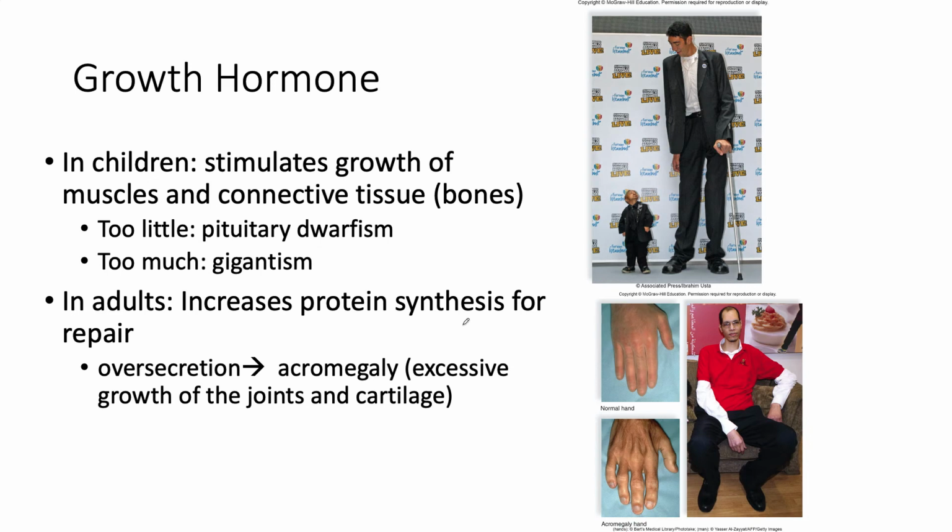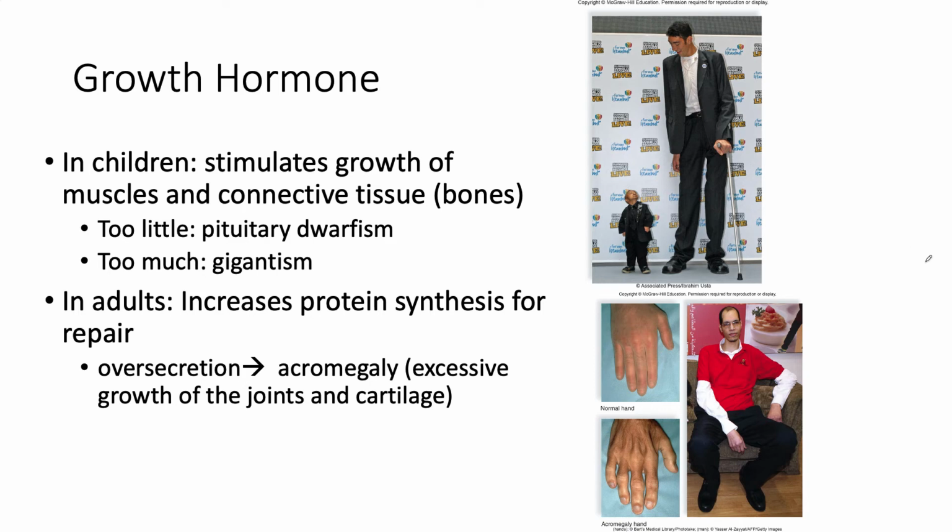Growth hormone in children stimulates the growth of muscles and connective tissues, such as bones. So as children are growing bigger, growth hormone is helping that happen. If you don't get enough growth hormone, you end up with something called pituitary dwarfism, so you don't grow very large. If you have too much, you end up with something called gigantism.